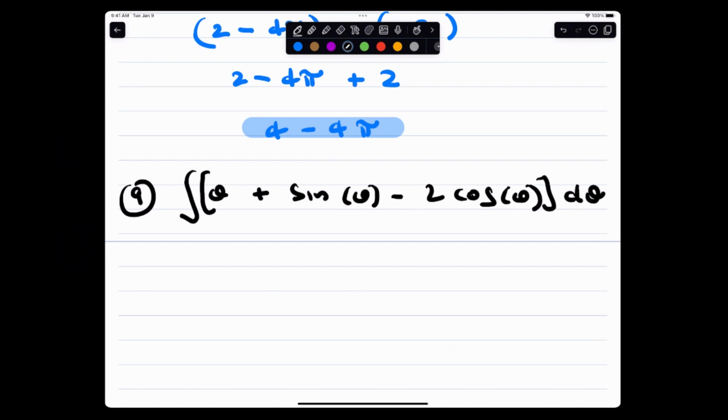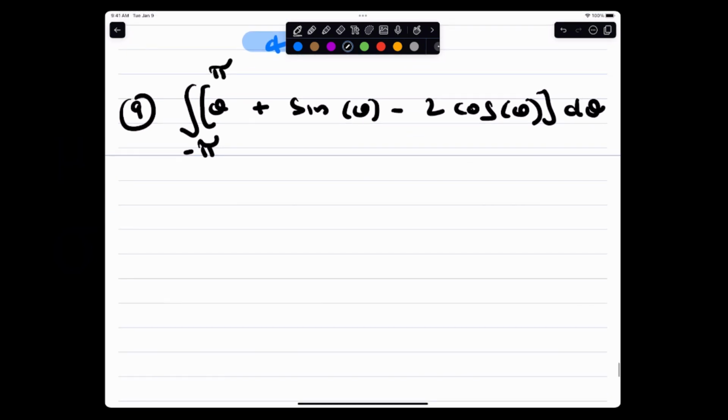Or if you guys say, I want to do some more practice, how would we go from negative pi to pi? Doesn't matter to me. Let's use properties. What are your properties? Use your properties.